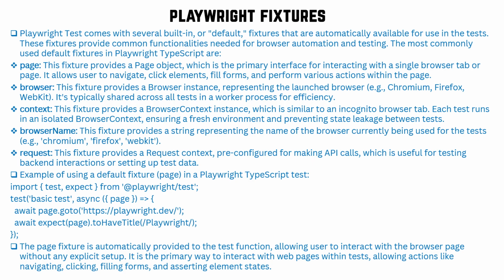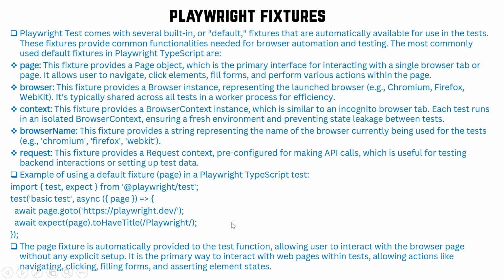So browser name, this fixture provides a string representing the name of the browser currently being used for the test, like Chromium, Firefox, WebKit, anything. This is the browser name. Also, you can use request. This fixture is primarily used for API testing. So this fixture provides a request context for configuring and making API calls, which is useful for testing backend interaction or setting up the test data.